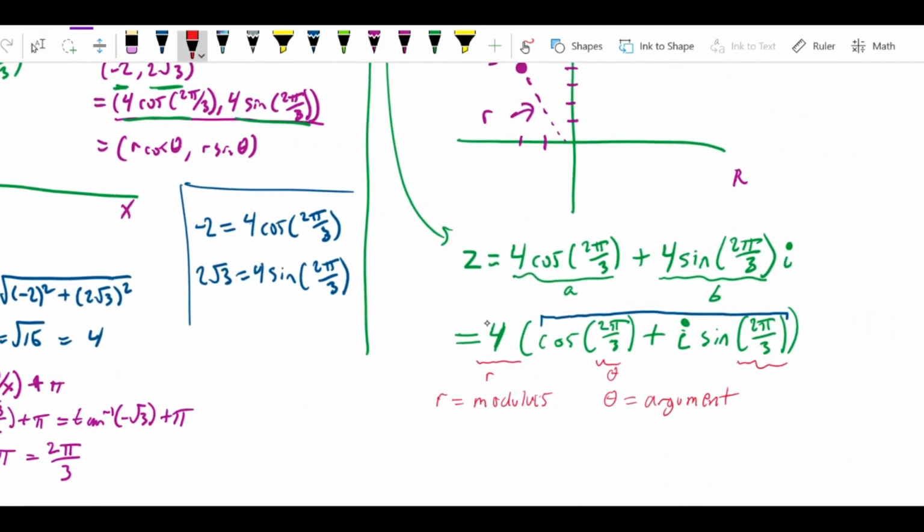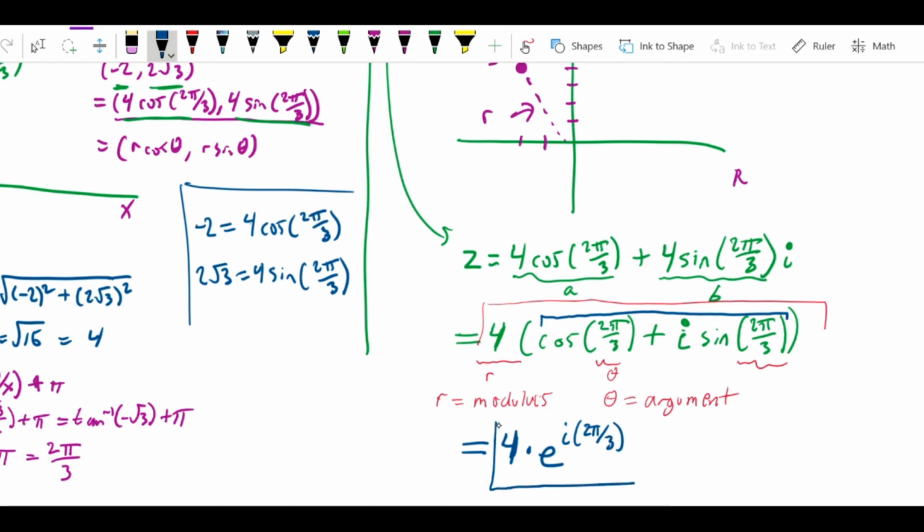What did we do here? We wrote a complex number using polar coordinates. We wrote it as a radius, or what we called a modulus, times cosine theta plus i sine theta. What that means is that I could have written this number, instead of 4 times cosine 2 pi over 3 plus i sine 2 pi over 3, as 4 times e to the i 2 pi over 3. That is the exponential form of a complex number.